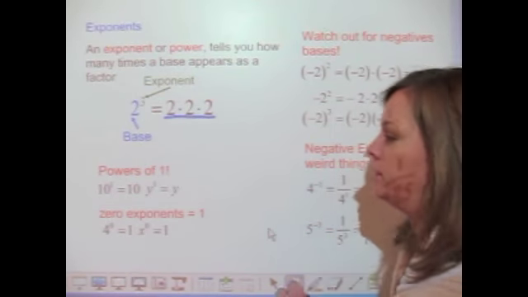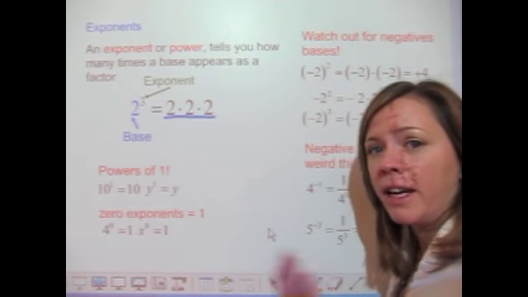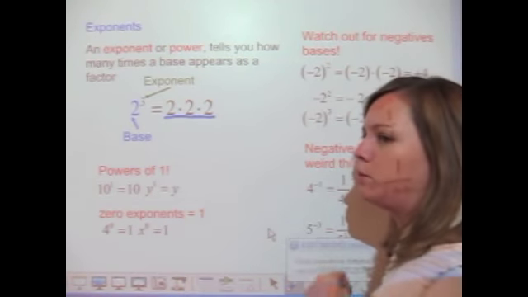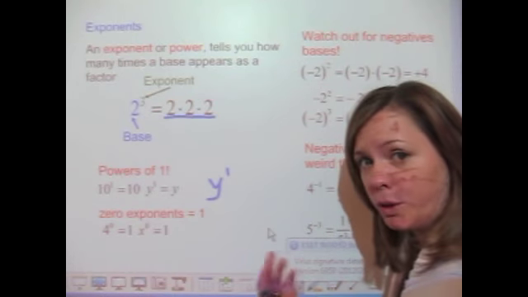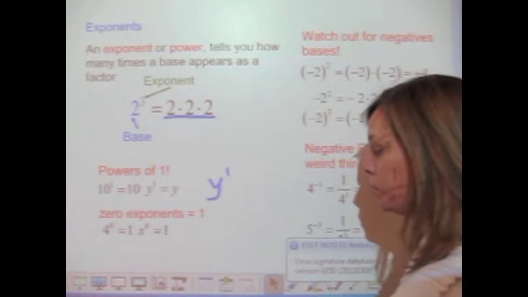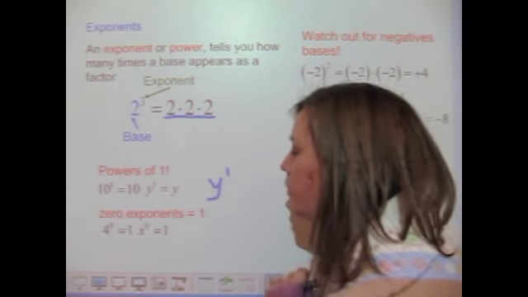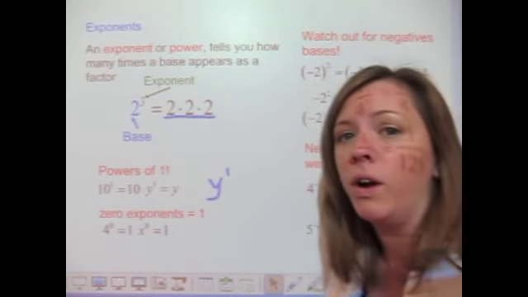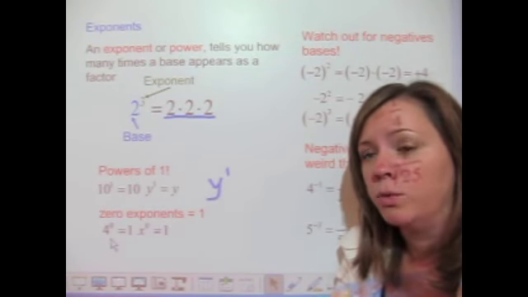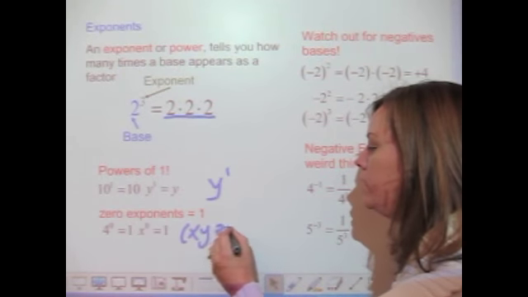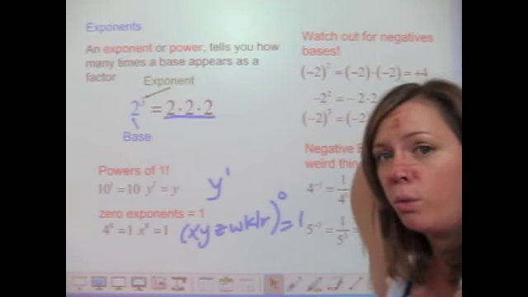First of all, powers of 1. You are all powers of 1. Just kidding. 10 to the 1st power equals 10. Anything to the 1st power is going to be itself. So y to the 1st power is just y. If you have a term written like that, you can always add a power of 1 if you need to, if you're looking at anything that has to do with exponent rules. In addition, 0 exponents always have a value of 1 for the whole term. So for example, 4 to the 0 power is 1. X to the 0 power is 1. If you had X, Y, Z, W, K, L, R to the 0 power, that would equal 1.